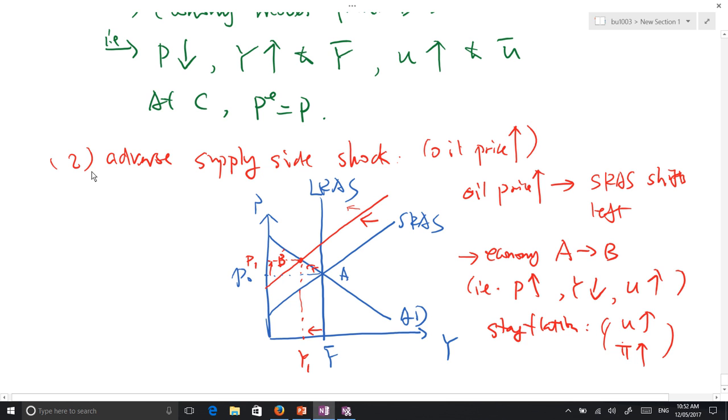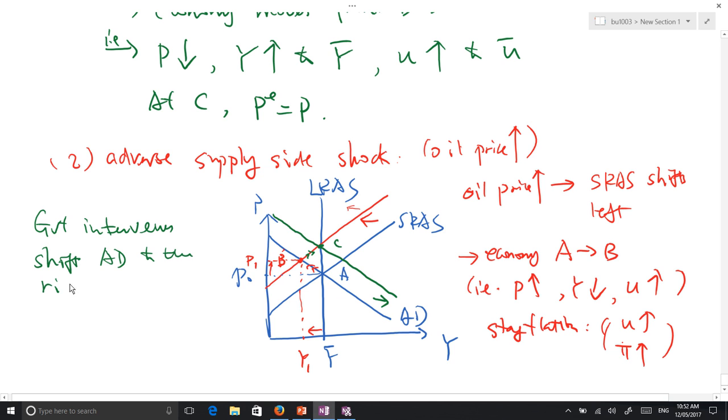So we can, say, shift this aggregate demand curve to the right. So the economy can move from point B to point C. Government intervenes, shifts the aggregate demand curve to the right. So we see that the economy moves from point B to point C, i.e. price keeps going up. Output goes up, goes back to the natural level.